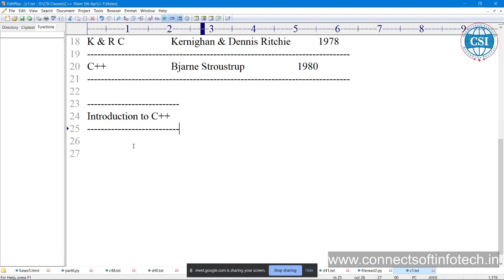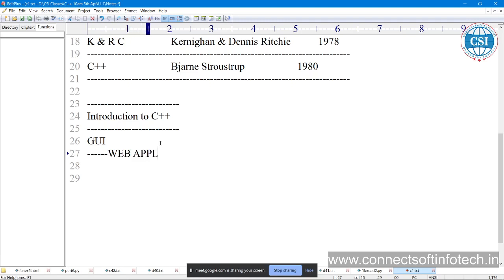Most of the applications created in C and C++ are not used nowadays. Why? Because they are console based applications, not GUI based applications. We need GUI based applications, and mostly we need web based applications, right?